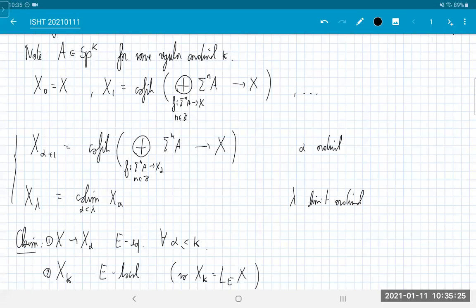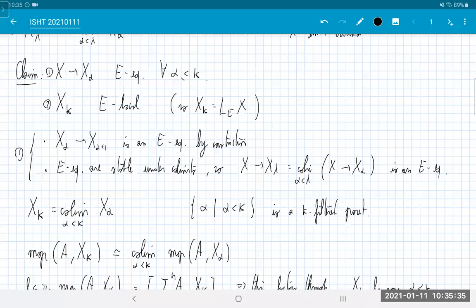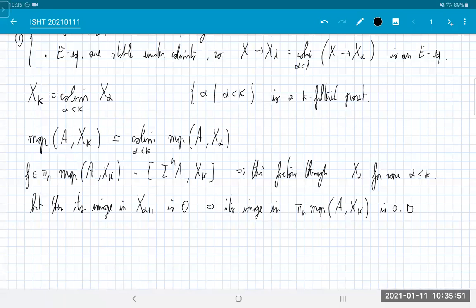So we construct this transfinite sequence, X alpha, where at every step we kill all the maps from all the suspensions of A. And then when you get at level kappa, these are by definition equivalences. So we just need to show that at some point we get some e-local thing. And that's because A is kappa small for some kappa. We don't know how big it is. It might be huge. We don't care. Some kappa will exist.